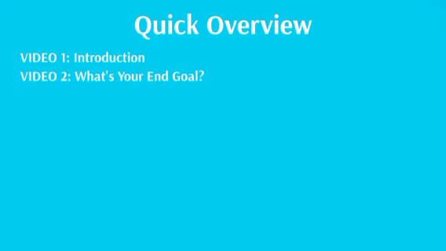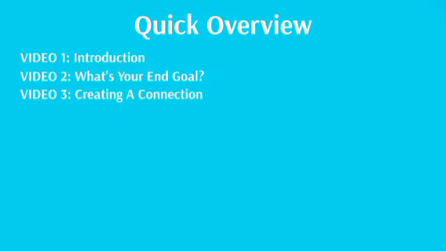So here's a quick overview of what's inside this video course so you know exactly what to expect. That way, when you're able to piece everything together, you're going to be able to implement it at a faster rate. So obviously, this is video number 1. Video number 2, we're going to talk about what's your end goal. The reason why this is important is because if you don't have an end goal, you don't know exactly what you're trying to achieve, then you're not going to be able to build the list correctly, right?